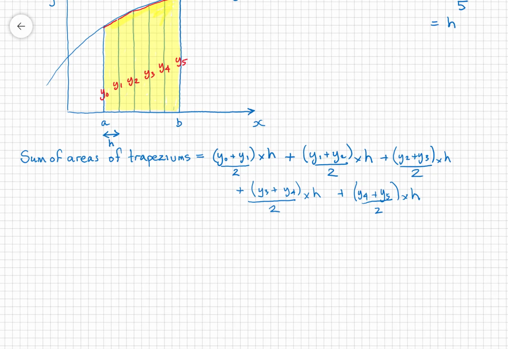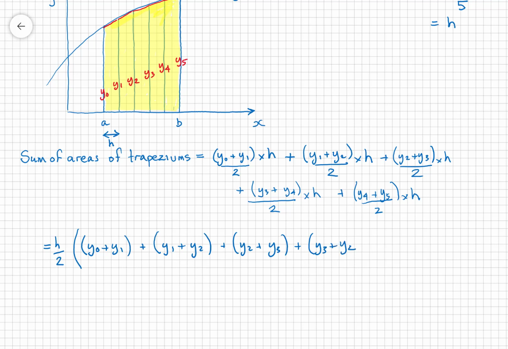Each one of those areas has a common factor of h over 2. And then for the first trapezium we'll have y0 plus y1, and then y1 plus y2, y2 plus y3, y3 plus y4, y4 plus y5.